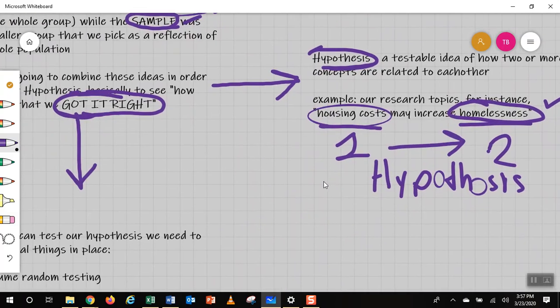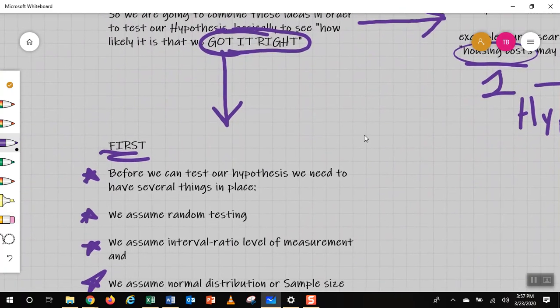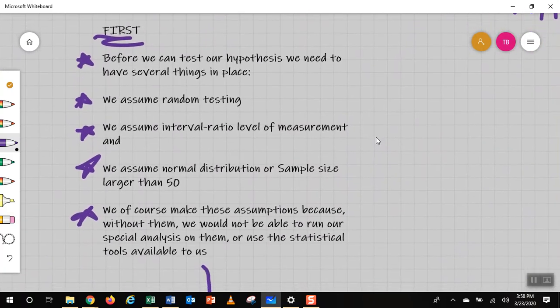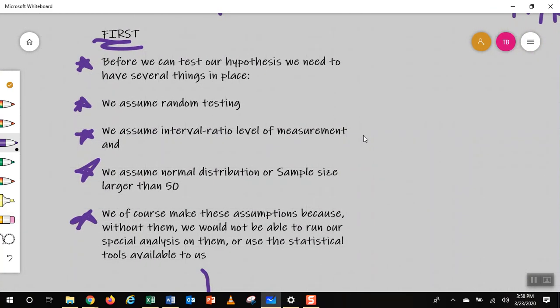So how do we test that? But before we get into that, there's some assumptions here, and this is important to recall. One, before we can test our hypothesis, we need to have several things in place. One, we need to assume random testing. As we've said before, one of the main things in stats is random testing, because we want to try to eliminate as much bias as possible, meaning that we're not introducing our own perspective into a topic.